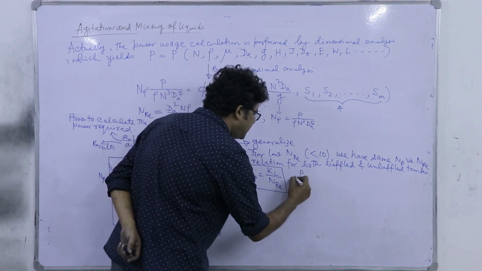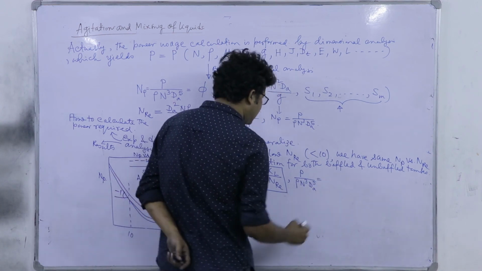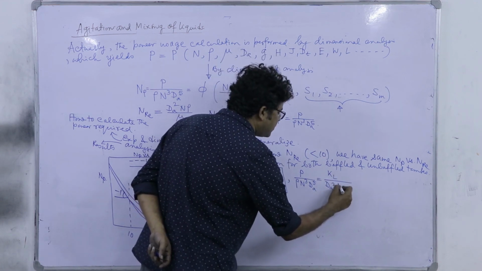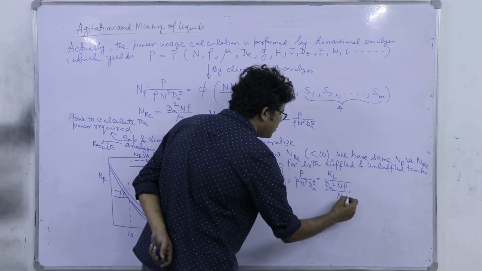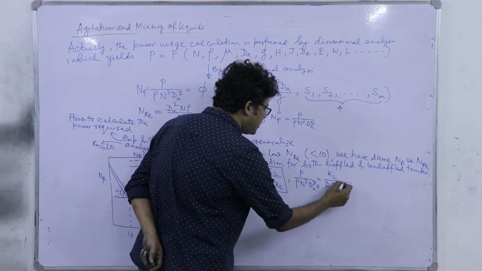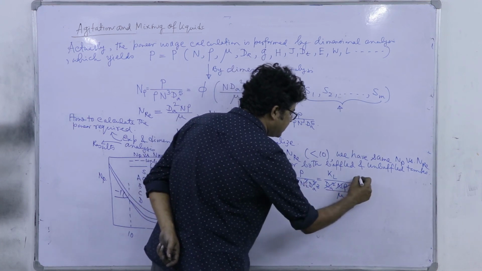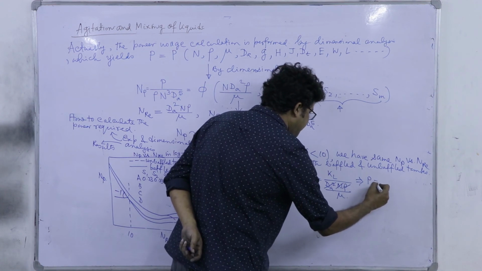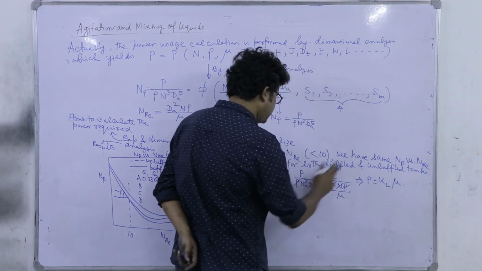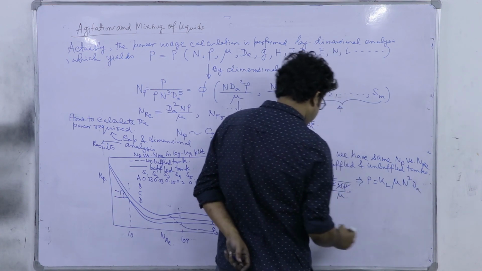So NP, it is P divided by rho into N cube into dA to the power 5, and that is equal to KL divided by NRE, which is dA square into N into rho divided by mu. So this square cancels out with cube, N cancels out with square, rho cancels out. So it is independent of density, and from here we get that power is equal to KL into mu into N square into dA cube.